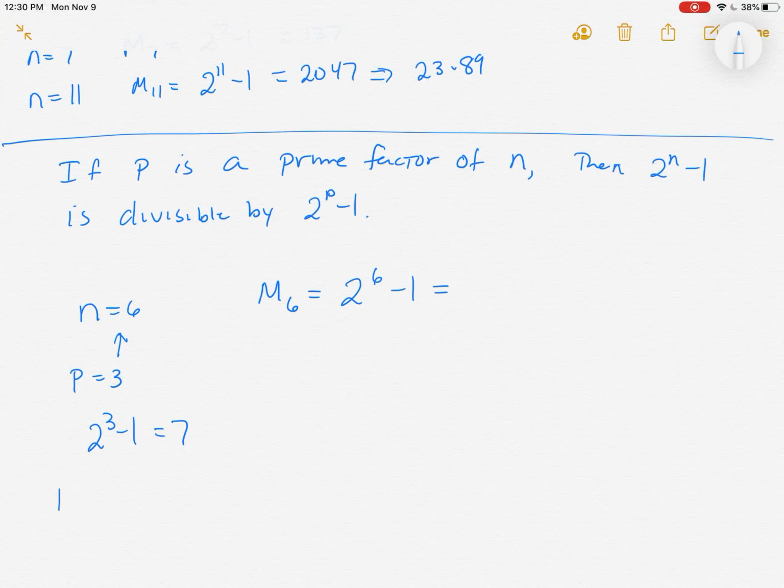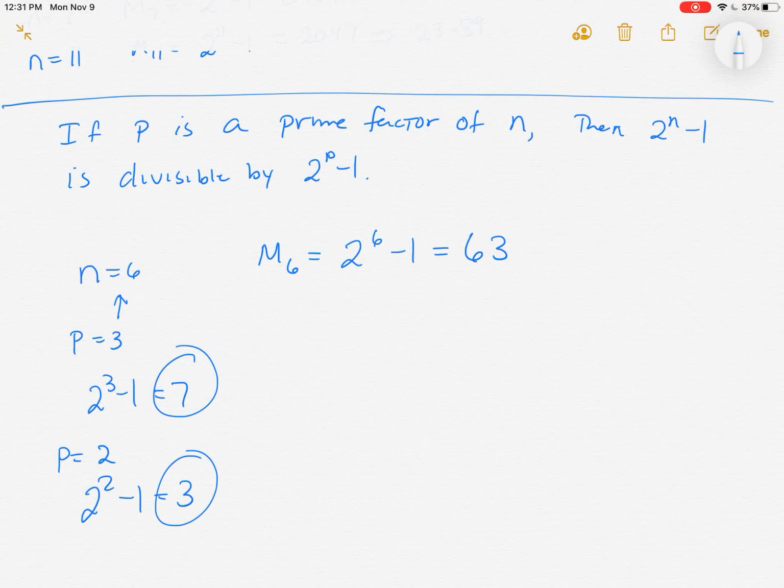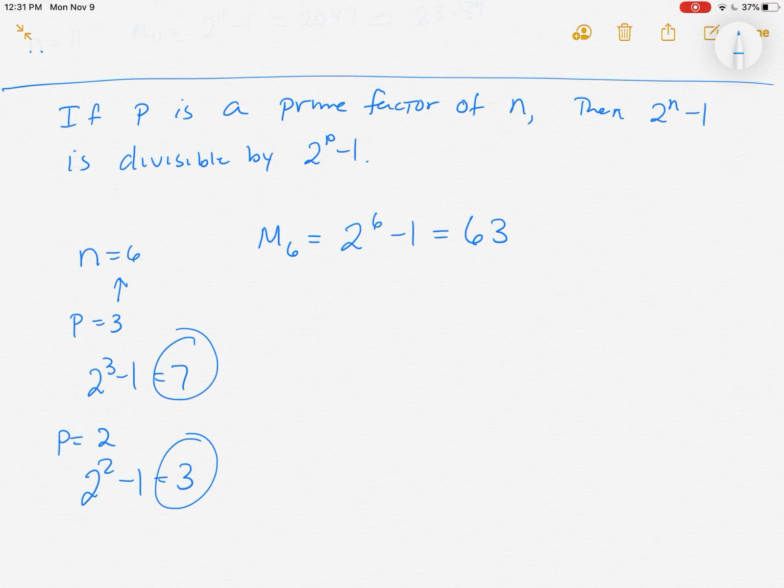There was nothing special about me choosing 3. I could have also chosen 2. If I chose 2, then I'm saying 2 squared minus 1. 2 squared is 4, minus 1 is 3. Then 3 should go into this number. So let's see what this number is. If I take 2 to the 6 minus 1, I get the number 63 in my calculator. Now notice what's happening. 7 goes into 63 9 times. 3 goes into 63. So if there's a prime number that goes into n, then 2 to that prime number minus 1 will go into the Mersenne number, in this case 63. You're obviously choosing n to be a composite, otherwise it wouldn't have any prime number that went into it.